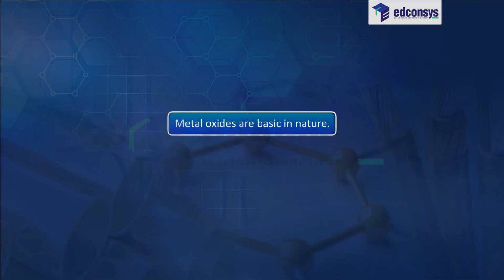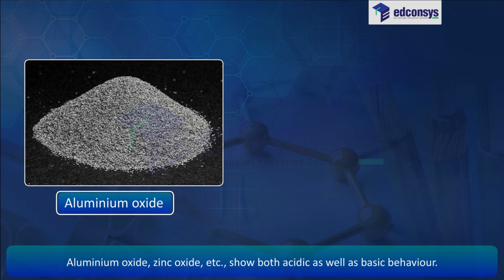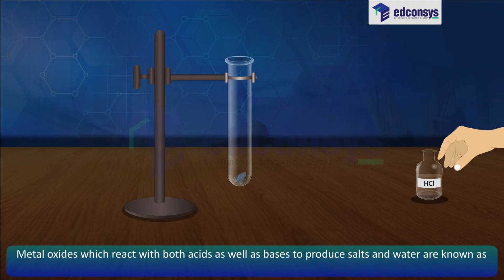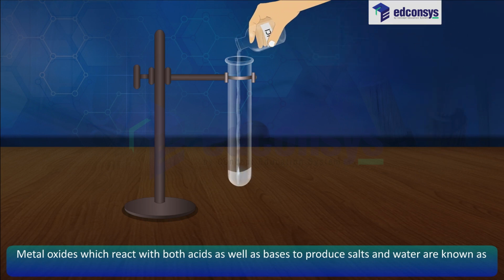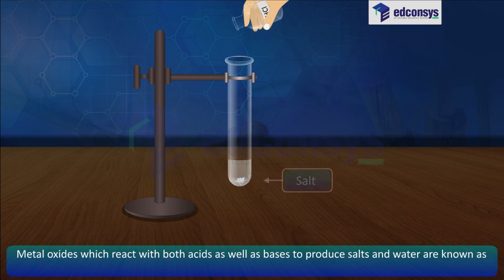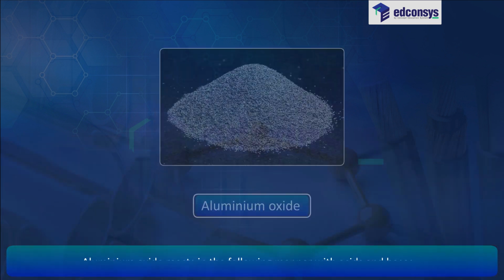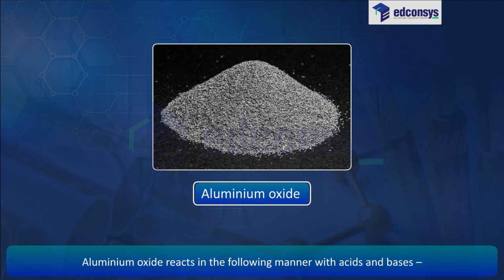Metal oxides are basic in nature, but some metal oxides such as aluminum oxide, zinc oxide, etc. show both acidic as well as basic behavior. Such metal oxides which react with both acids as well as bases to produce salts and water are known as amphoteric oxides. Aluminum oxide reacts in the following manner with acids and bases.